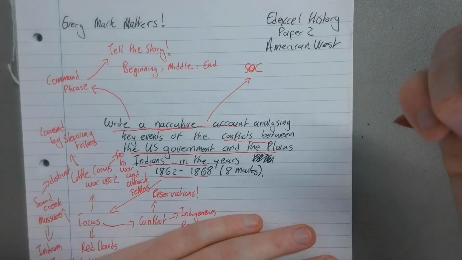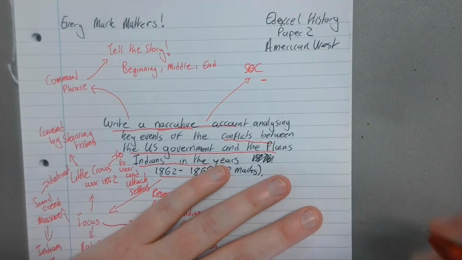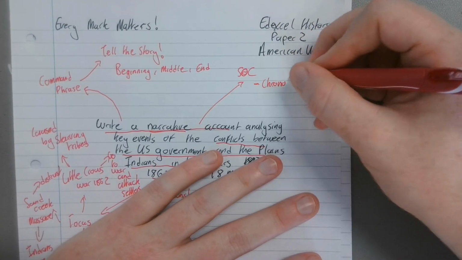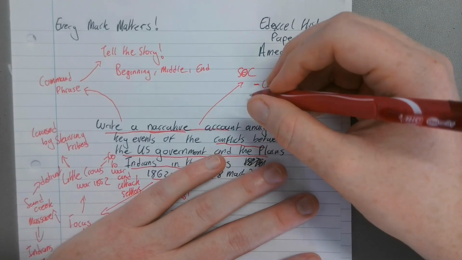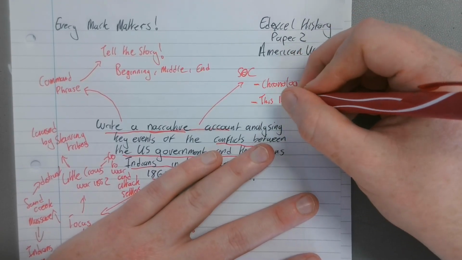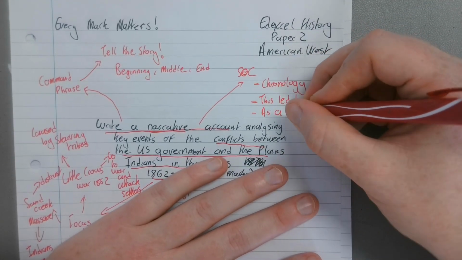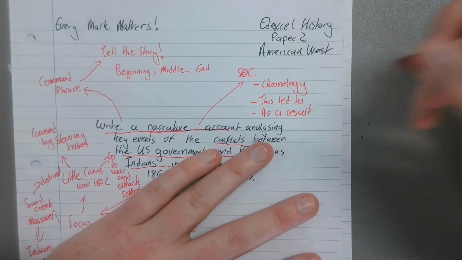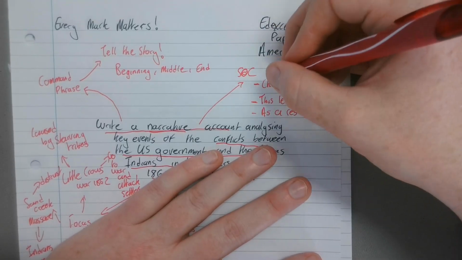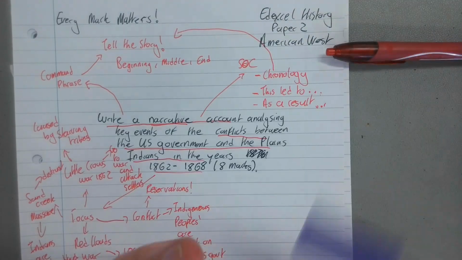So our second order concept is narrative account, and what that basically means is the question is asking you to discuss or analyse the chronology. And what that means is you must use phrases like this led to or as a result. And again, I'm going to go straight back to telling the story.